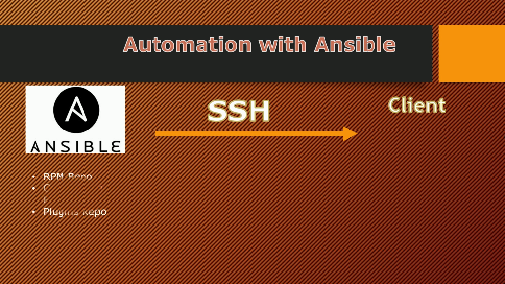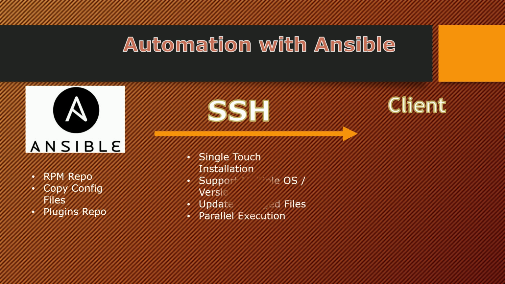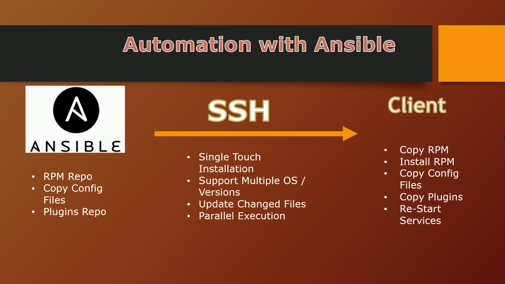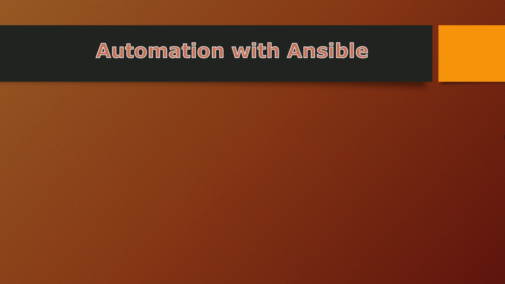So these are the things we can perform. Suppose we have to install some RPM package, copy files, or install some plugins. We can use SSH, or we can simply write playbooks, which we will understand in the later lectures, and all these things we can perform with the help of Ansible. We'll understand this figure later. This is not the right time to understand this picture, but we need to understand how Ansible works.